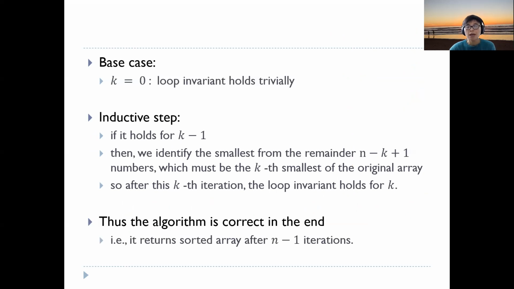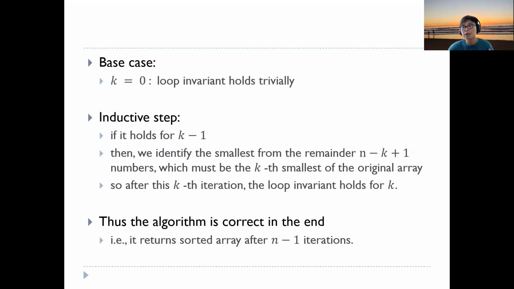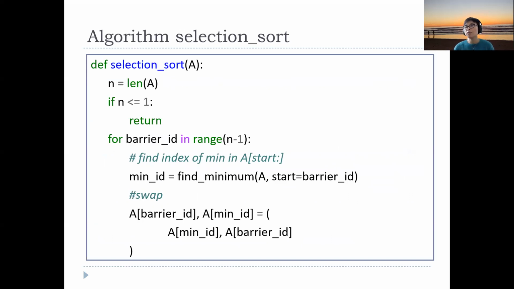Now, in general, when you are given an algorithm and asked to prove its correctness, and it has loops, and you want to use this loop invariant idea, usually the hardest part is to find the correct loop invariant. For this example, selection sort, if I have a different loop invariant, say that the loop invariant at iteration k means that the first k numbers are sorted, this is also a correct loop invariant.